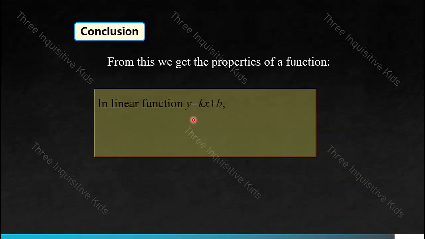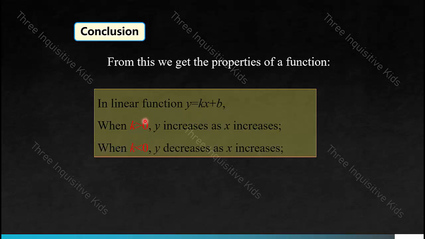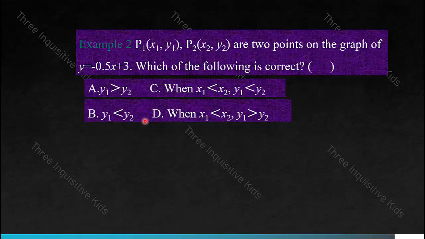Well, in the linear function y = kx + b, when k is greater than 0, k being the slope, y increases as x increases. But when k is less than 0, y decreases as x increases. Very similar to the last video where we talked about proportional functions. Let's do another problem.